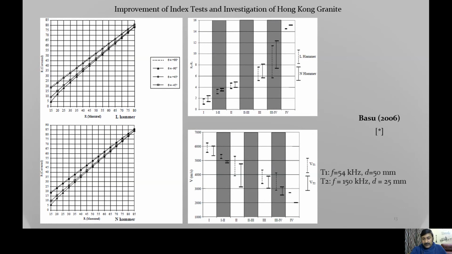In our study, the two transducers that were used, T1 and T2, the frequency and diameter are given here. And here we found that T2 should be giving better results in categorizing the weathering rates as far as the theoretical formulation is concerned. When we investigated with these two transducers on Hong Kong granite, we saw that T2 actually gave better results in categorizing the weathering rates of Hong Kong granites.